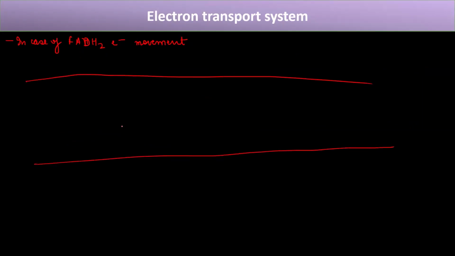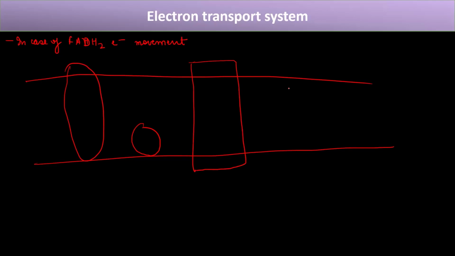Now the next question is, what happens in the case of FADH2? So if you have FADH2 electron movement, what happens in this case? Similar thing. This is a membrane, and you have different complexes that we know. So we have complex 1, complex 2, complex 3. I'm not drawing the components in between, but we have here cytochrome C and complex 4.